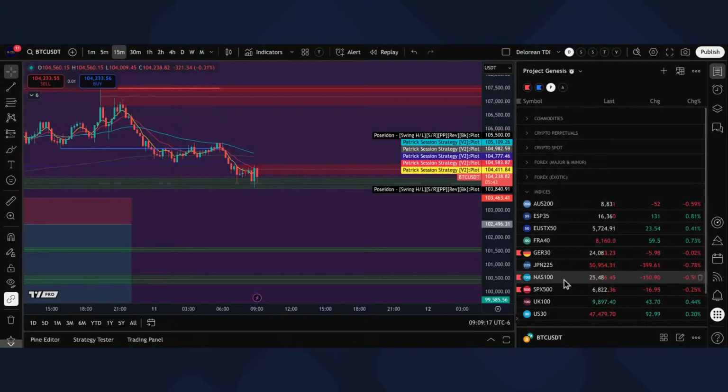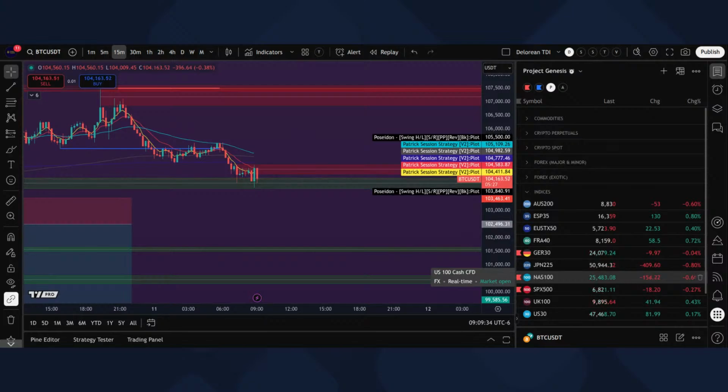I was reading an article about this earlier this morning. Apparently, the NASDAQ is getting smashed because SoftBank, for some reason, and maybe they know something we don't know yet, they sold $5.8 billion worth of NVIDIA stock this morning.